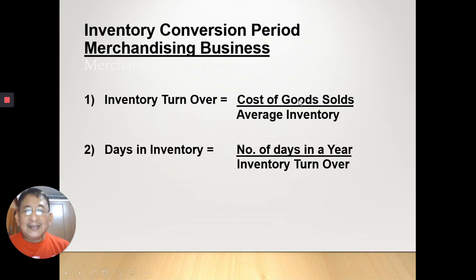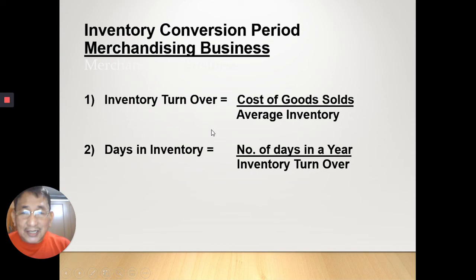The days in inventory, once you have computed number 1, which is the inventory turnover, is computed as the number of days in a year over the inventory turnover that you computed in number 1. The number of days is usually the business days, usually 360 days. Sometimes, other businesses also use 330 days.